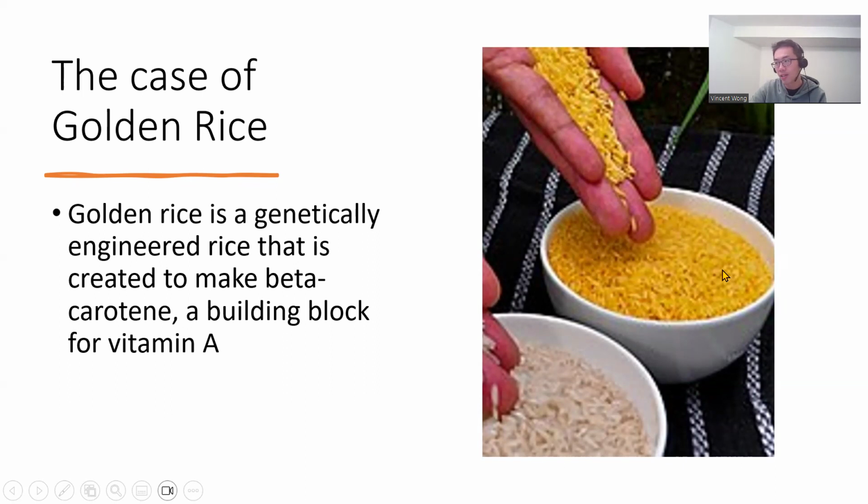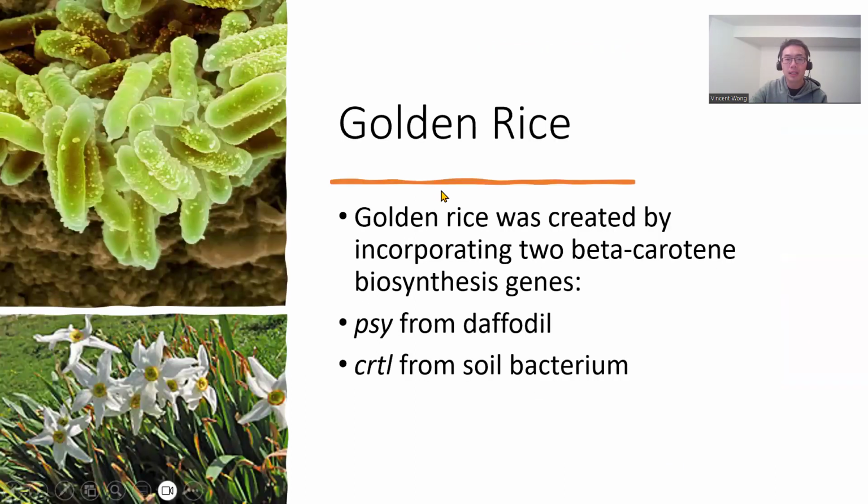That's not something that rice naturally produces, right? So how do they do that? Well, to make beta carotene, the biosynthesis, right? The biosynthesis means to make the beta carotene. They took a gene called PSY or Psi from daffodil. Daffodil is the flower over here. And they take another gene called CRTI from soil bacteria. And then they put it together, and then they grow the rice from this recombinant DNA. And in the end, you have the golden rice.